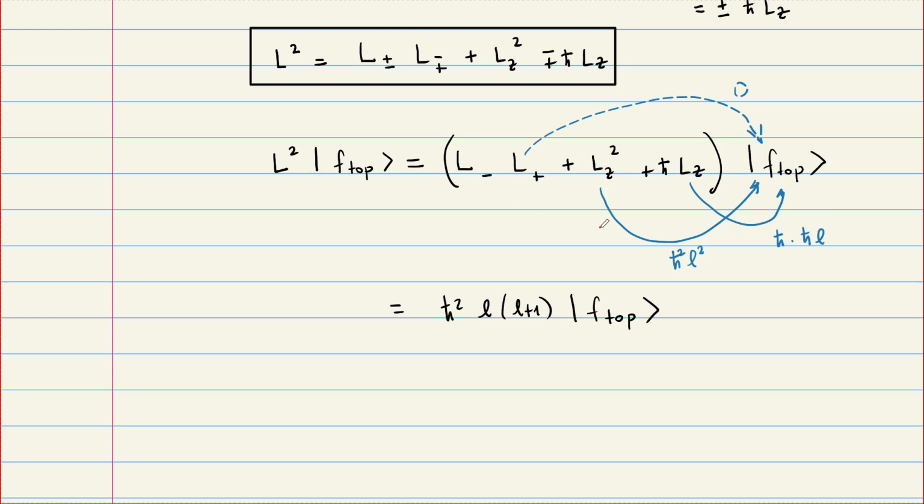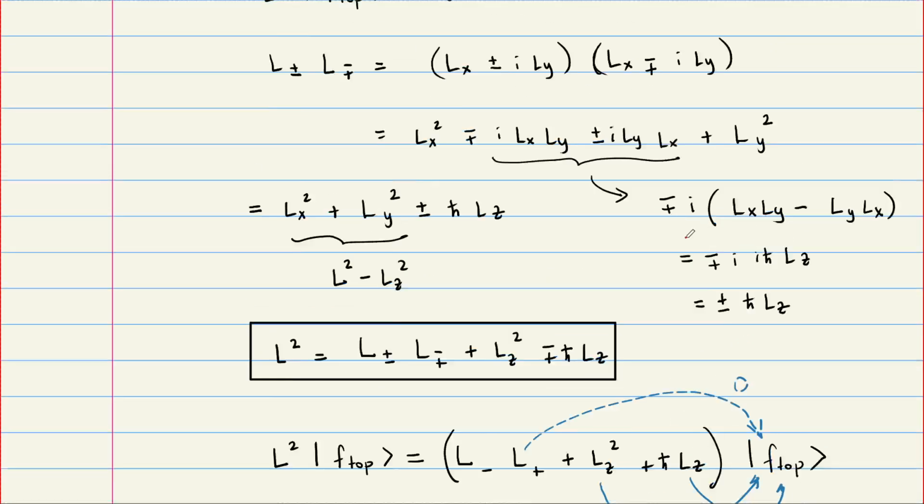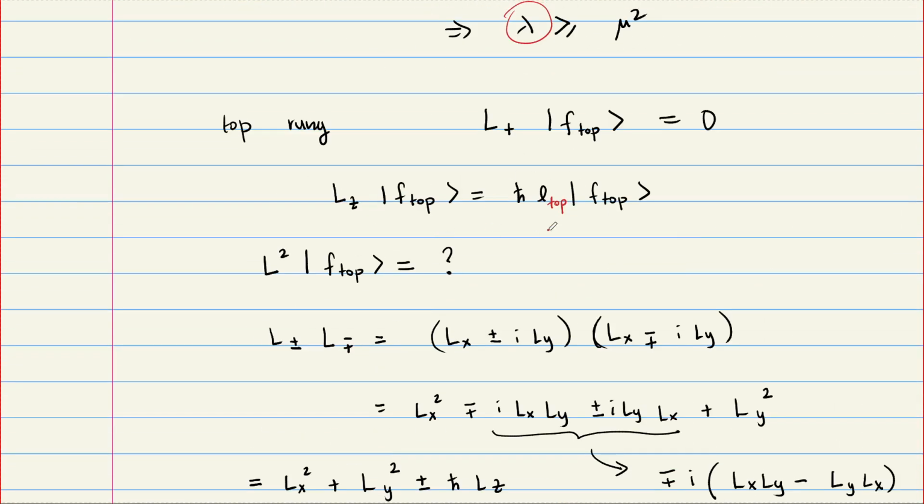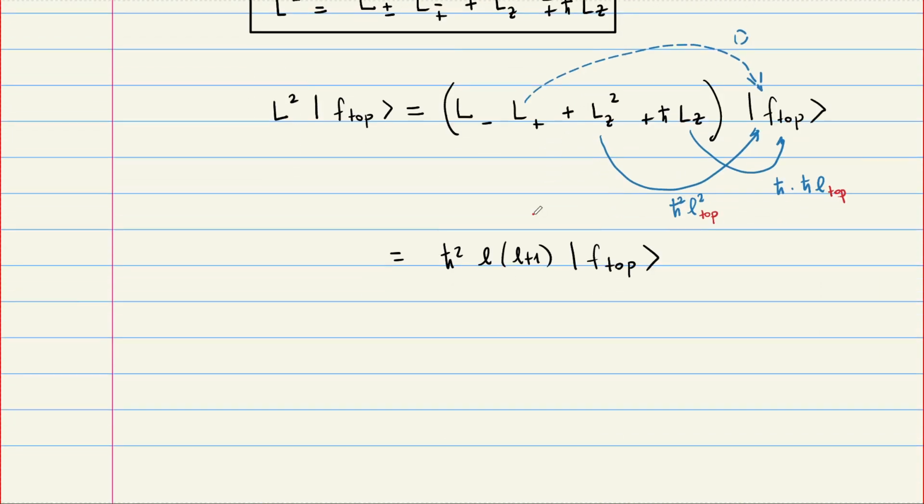And Lz squared on F top, and Lz is h bar times l top. This is what we said. Suppose the eigenvalue is given by h bar times l top, and we are going to determine l top in a little bit. Therefore, this thing became l top squared, and this one is also l top. Good? And that's where we stopped.